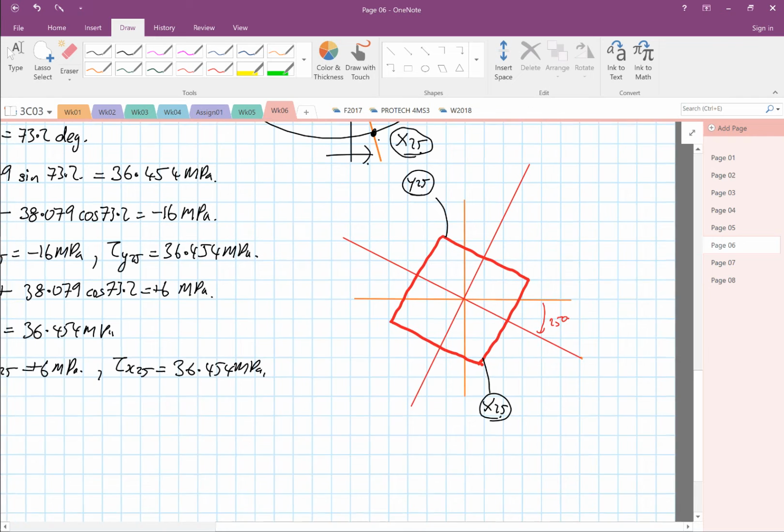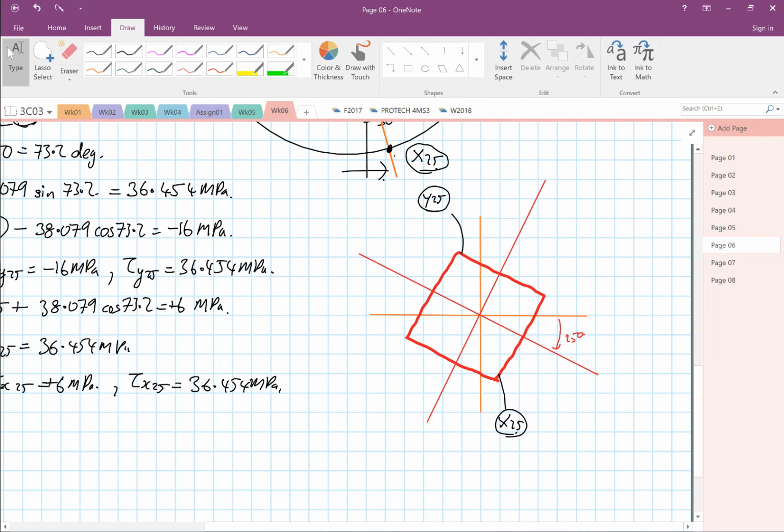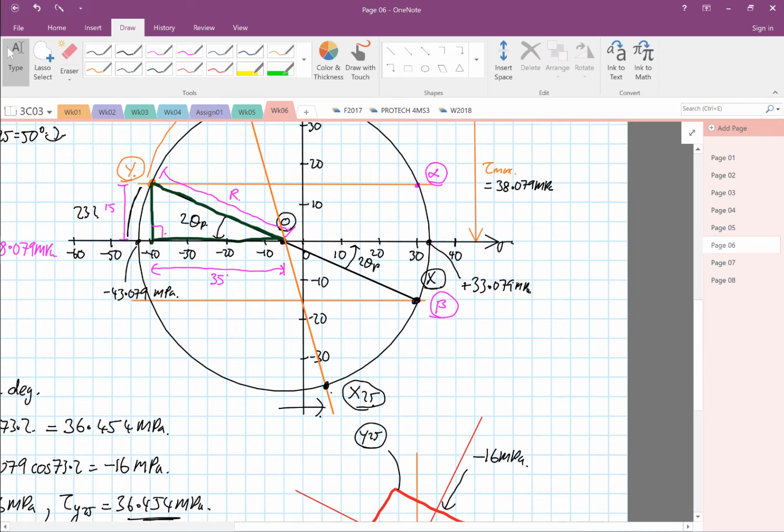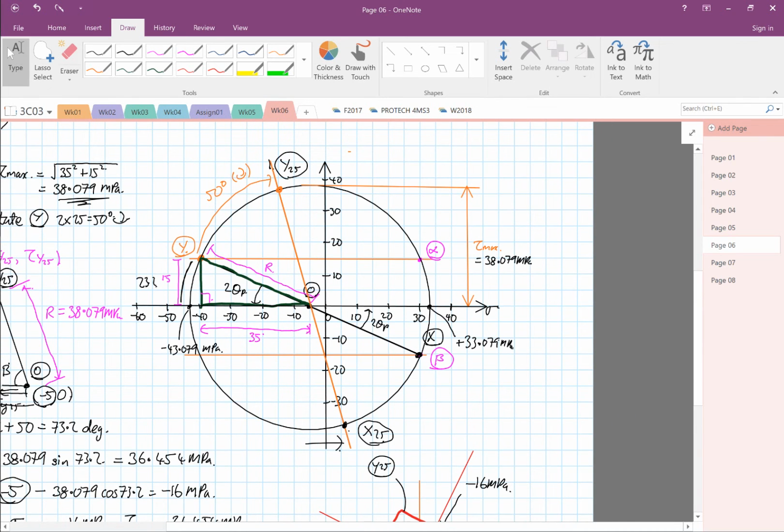So you look at your values. Let's do the normal stress. The Y25 is going to be minus 16, a compression of minus 16 MPa, and the X25 is going to have a tensile stress of 6 megapascal. Now the trick is the shear stress. We know the shear stress is 36.454. Looking at Y25, the shear stress rotation is clockwise, and below is anti-clockwise.